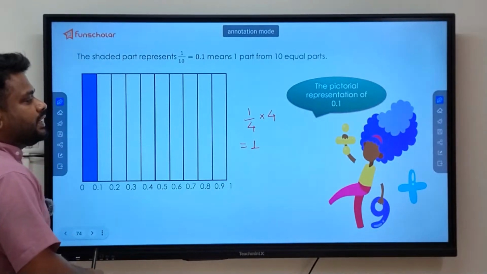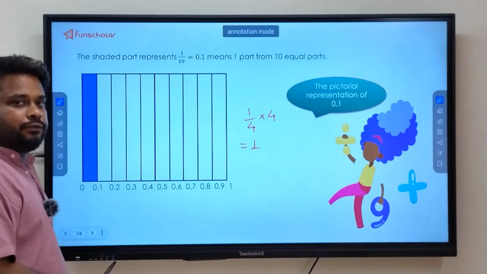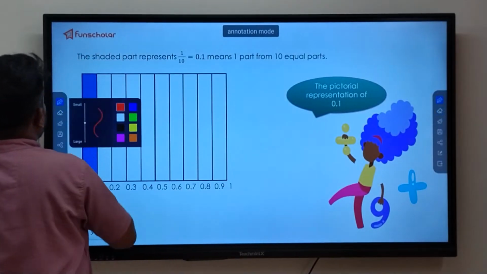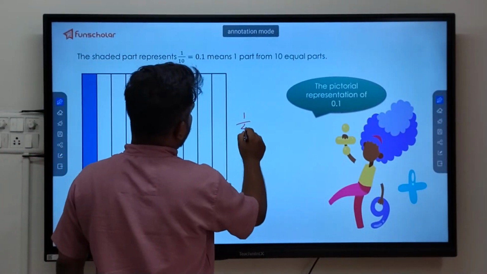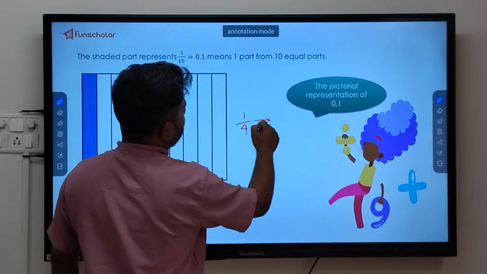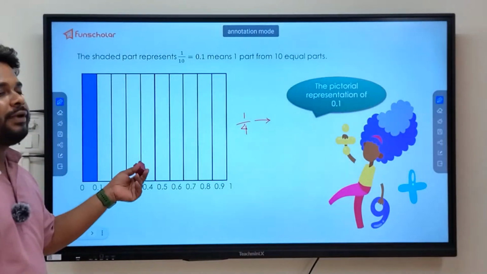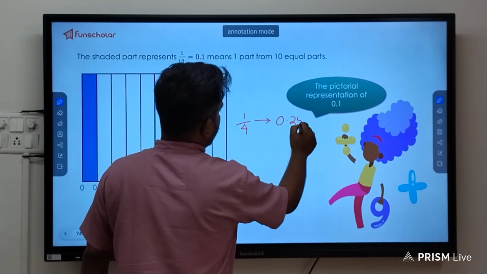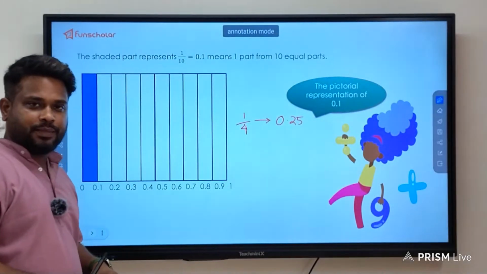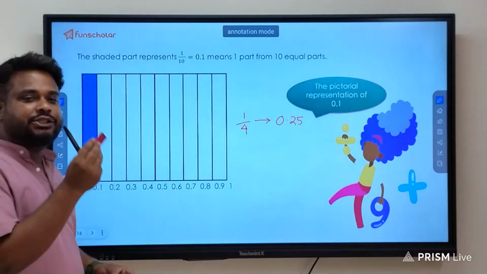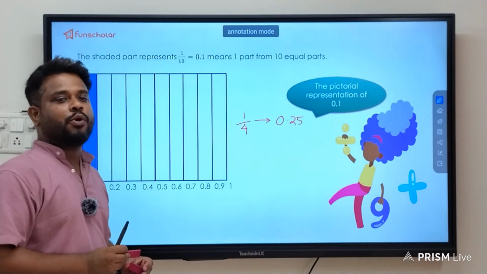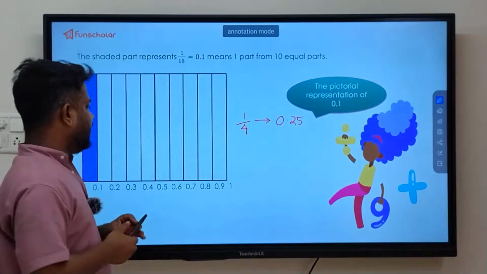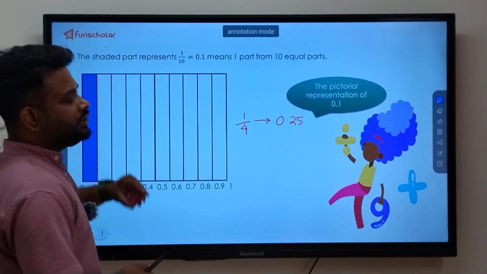Okay, so each block is representing 1 by 4 in fractions. And now tell me, from the starting we have already learned how we can turn a fraction into a decimal. The answer will be 0.25. Okay, so each block will represent 0.25 decimal in this shaded or unshaded region.